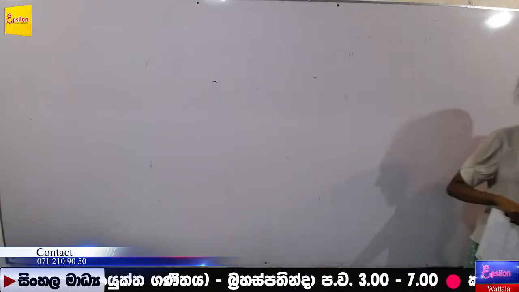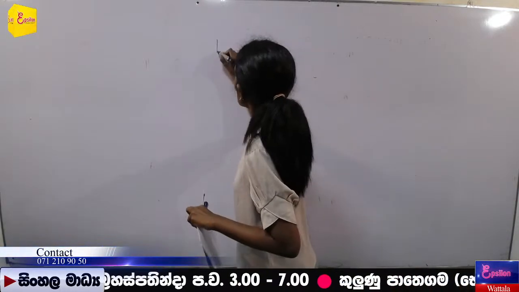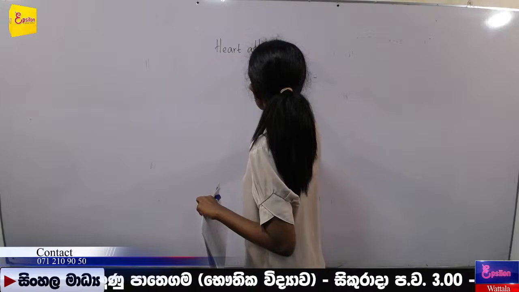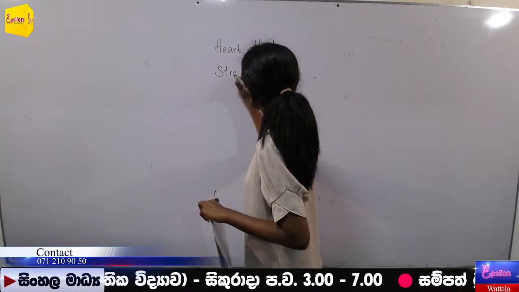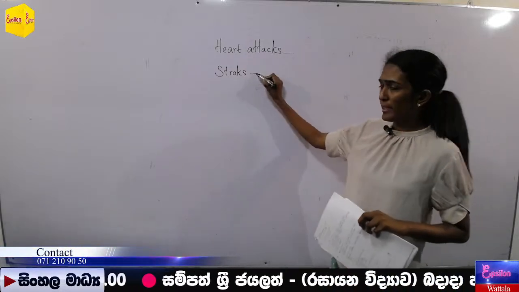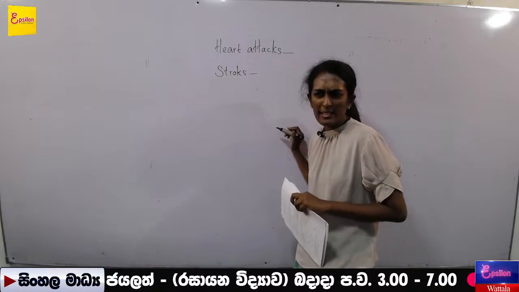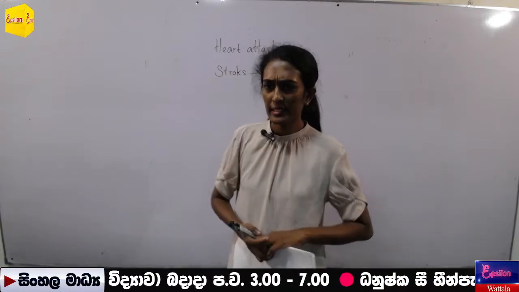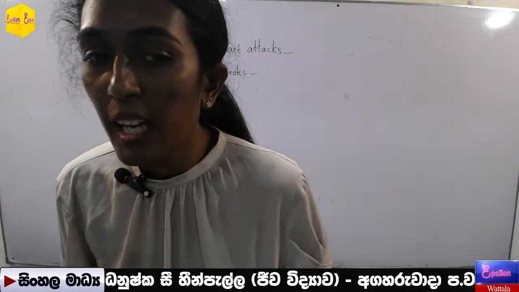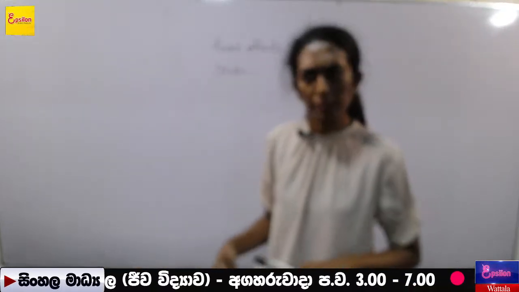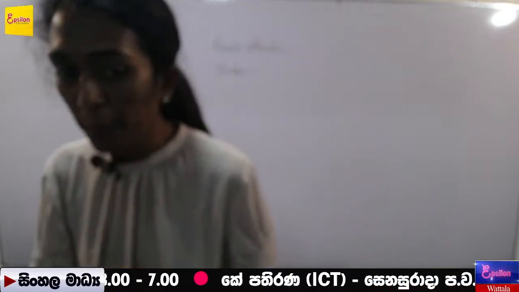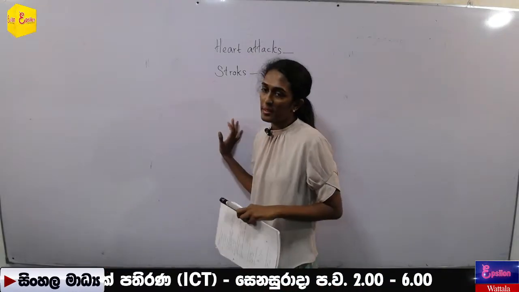Have you heard about heart attacks and strokes? Heart attacks happen in the heart, strokes happen in the brain. What's the reason for strokes and heart attacks? Blood supply is blocked because of what? Yeah, fat depositions, right? So we are going to talk about the reason behind this.